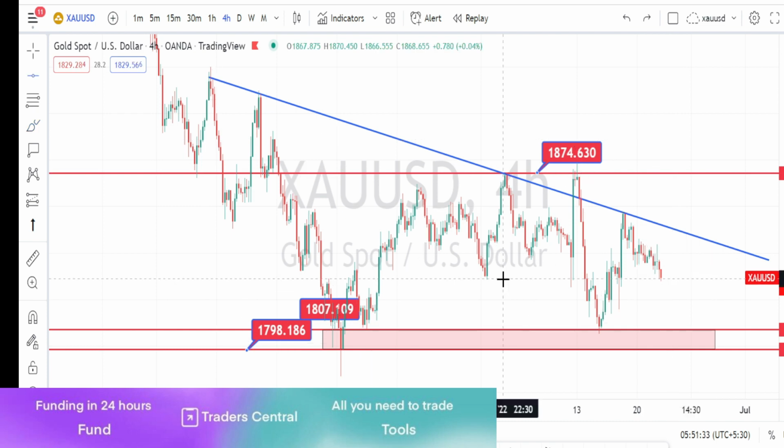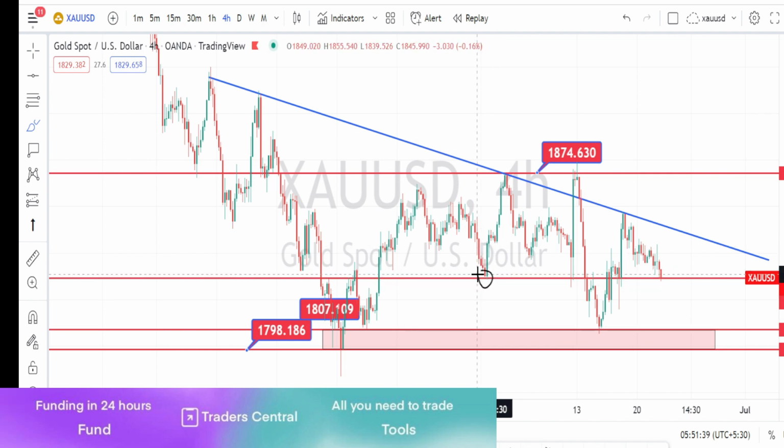And when we look at the support level, we have noticed the price action bounce back from the support level of 1828 several times, and currently the price action is testing this support level of 1828. So if the price action breaks this support level, the next target is going to be the support level of 1807.